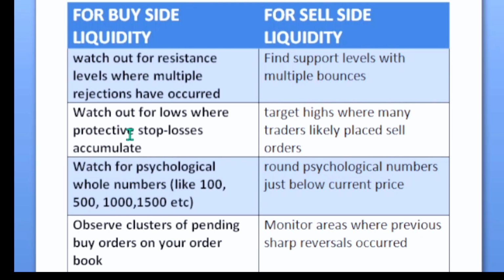Now, for another one, for the buy side liquidity, you have to watch out for lows where protective stop losses accumulate. Whenever you want to enter a particular trade and you notice that this is a support level, a low level, and if you could access the order book of your exchange or whatever broker you're trading with, you notice that there are a lot of stop losses in this area, do not enter your trade at that particular point, because if you enter at that point, they are definitely going to flip the market to the other side.